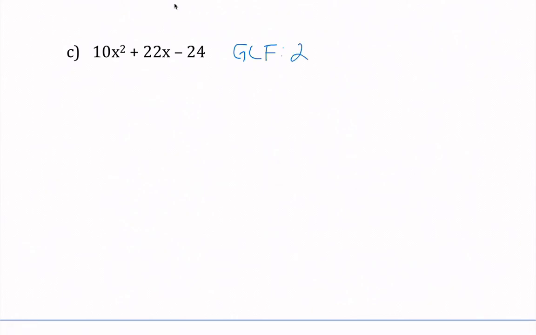Then we look at our variables. I see x's, but this group does not have an x, so they don't have it in common. So I put my greatest common factor out front, and then in parentheses I'm going to put what I get when I divide each of these by my greatest common factor of 2.